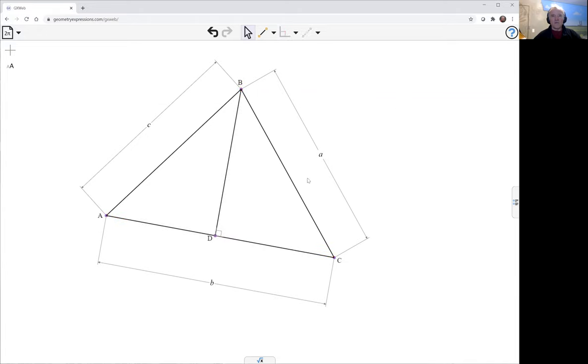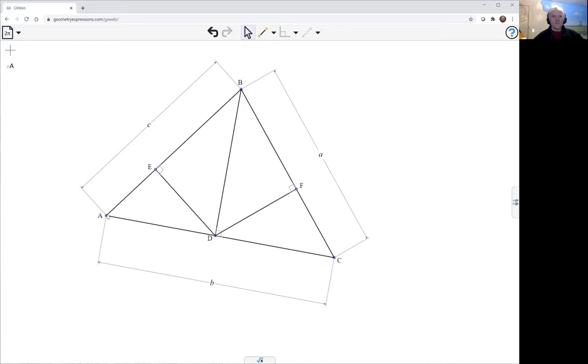Create that altitude, and we're now going to project the foot of the altitude onto the two sides. There we go. And there we go. And now what we need to do is show that A, E, F, and C all lie on the same circle.